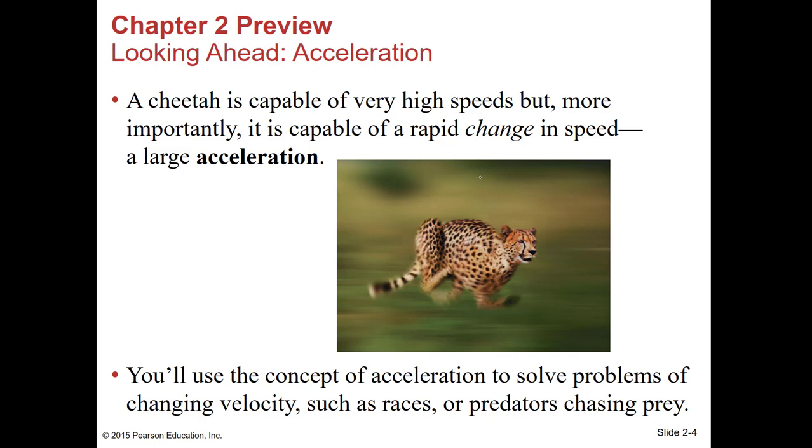So here's a cheetah that is capable of very large accelerations. So the velocity can change really quickly. The thing with the cheetah is they can't maintain this velocity for very long, but they can go from 0 to 60 really, really fast. That's what allows them to catch their prey.